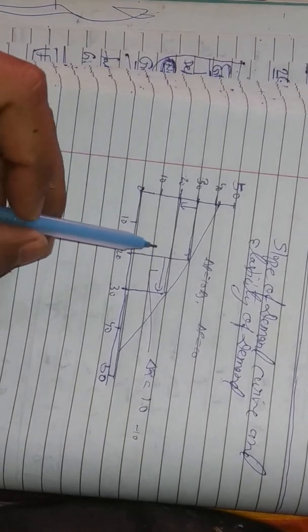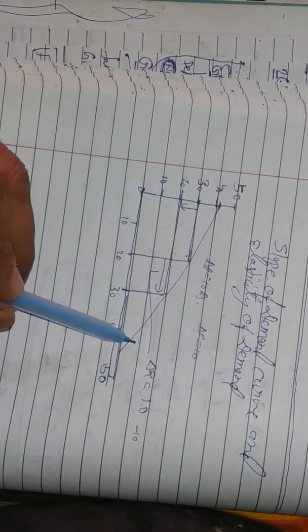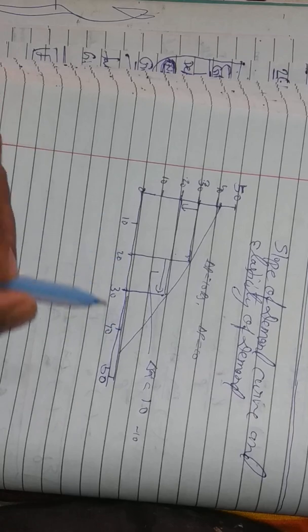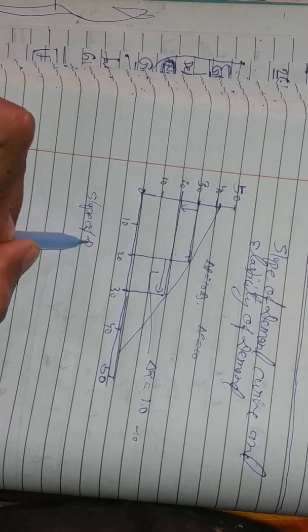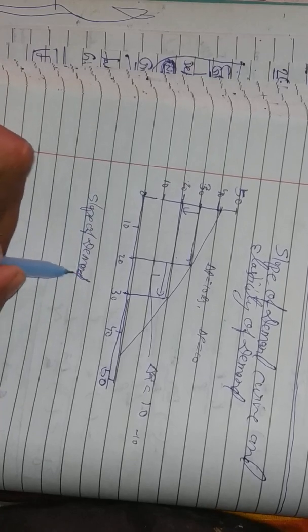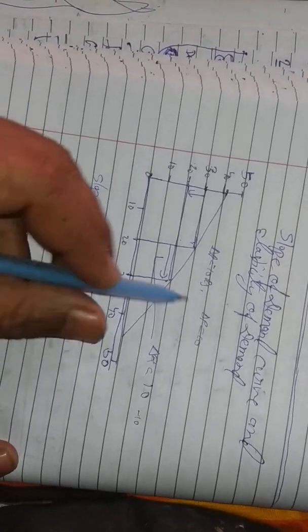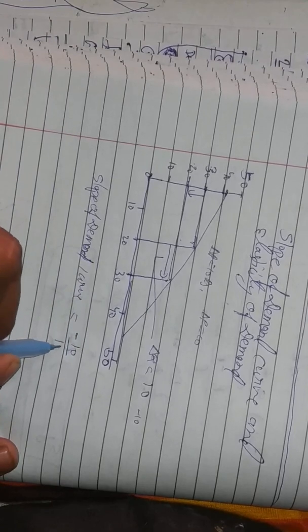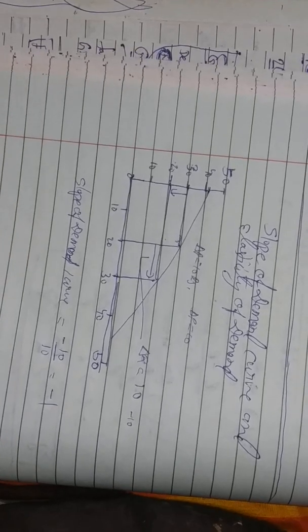Now, how much is the slope? Slope of demand curve is the change in price, that is minus 10, upon change in quantity, that is 10, so minus 1.